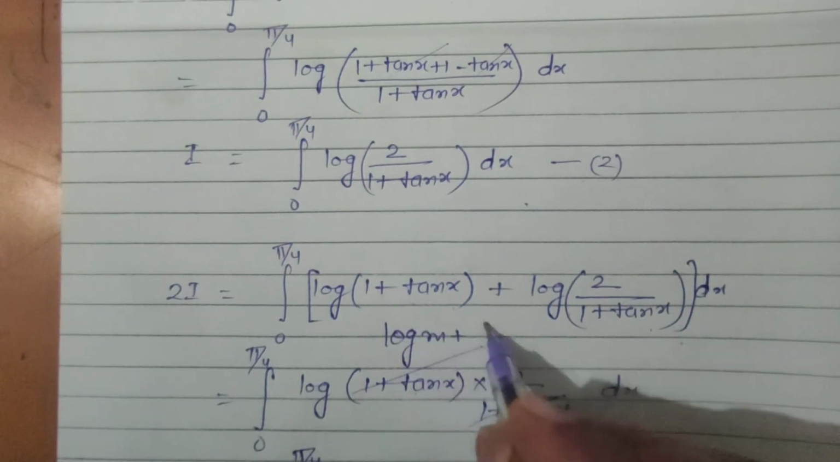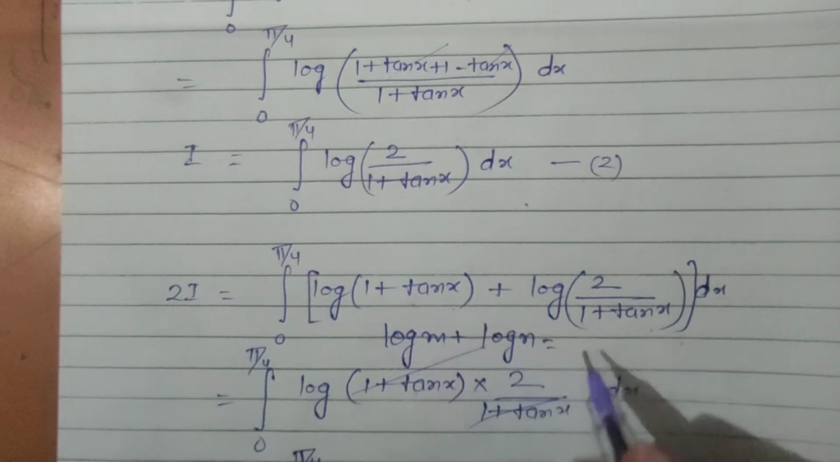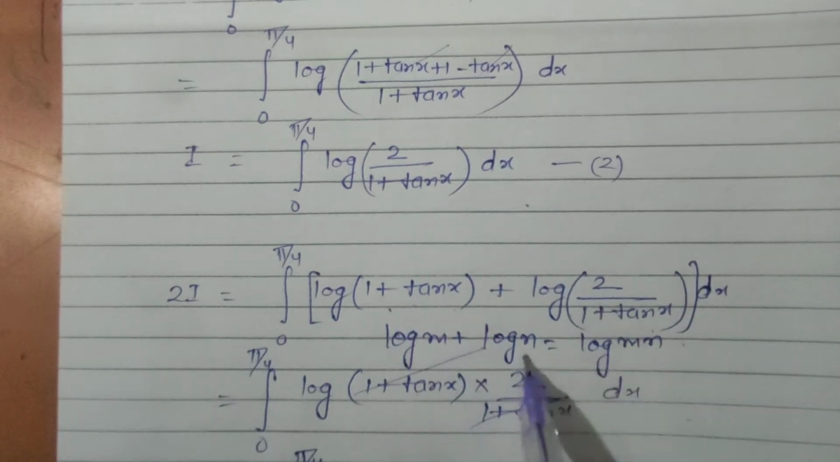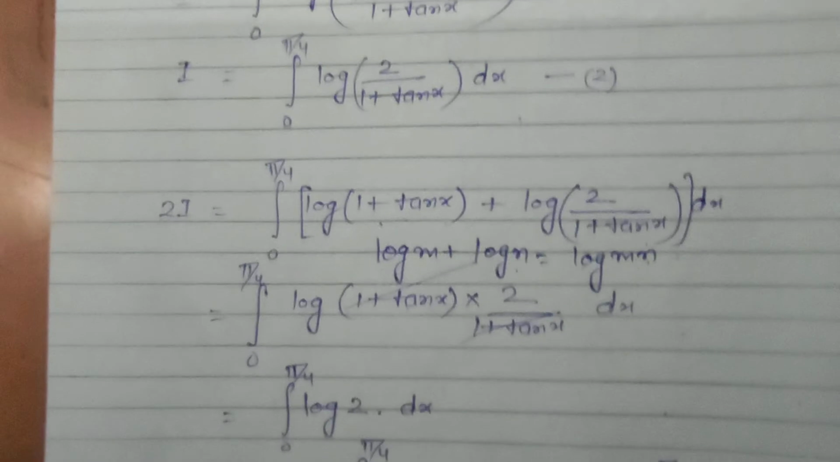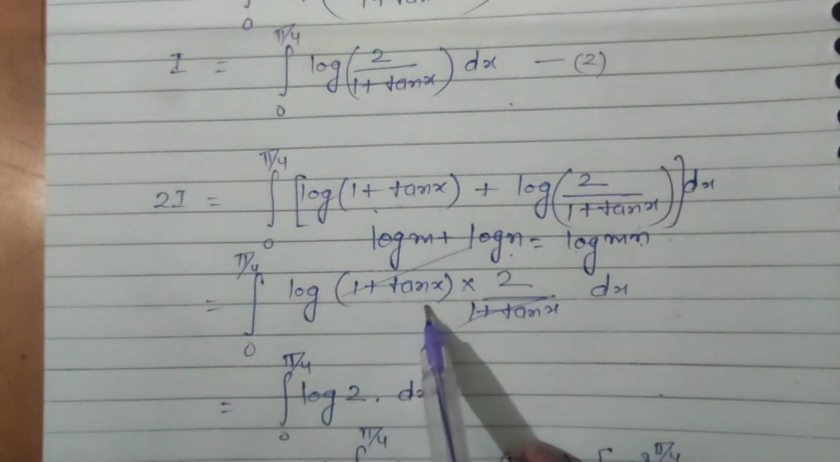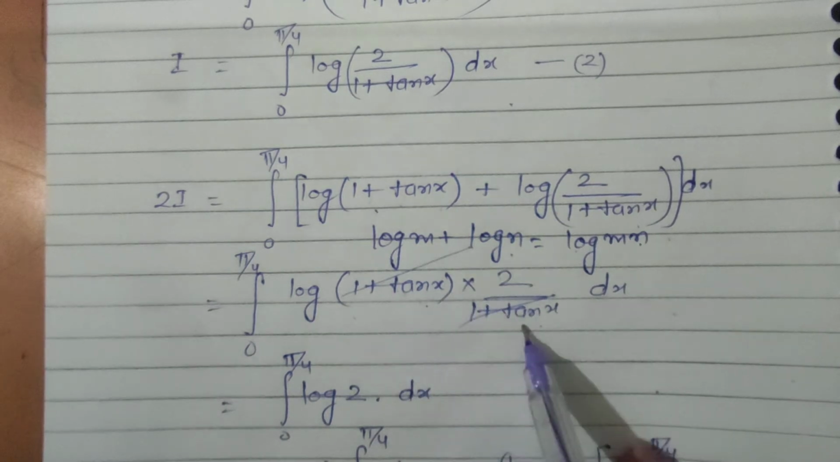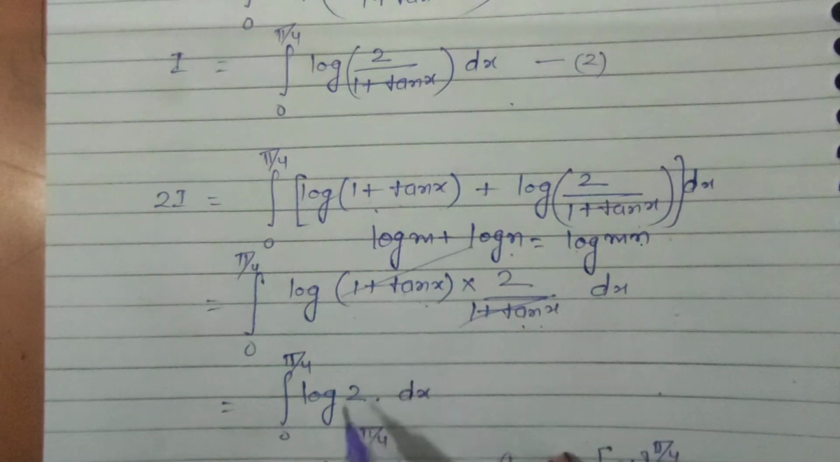Log m plus log n we can write as log m into n. So this is log of 1 plus tan x multiplied by 2 upon 1 plus tan x. 1 plus tan x cancels with 1 plus tan x. So it is log 2.